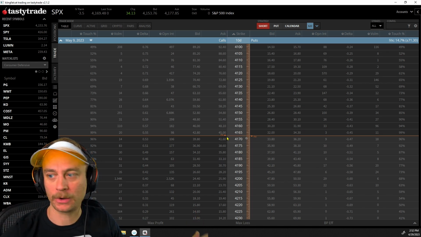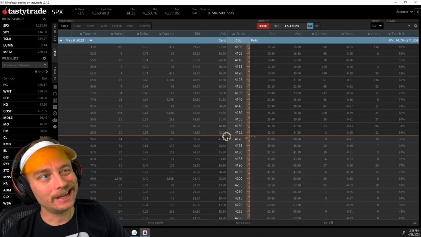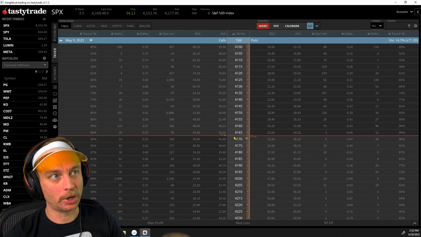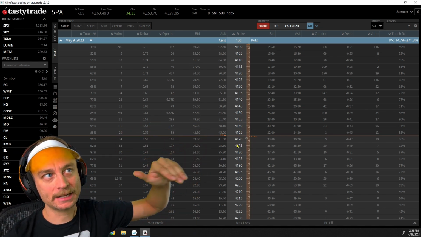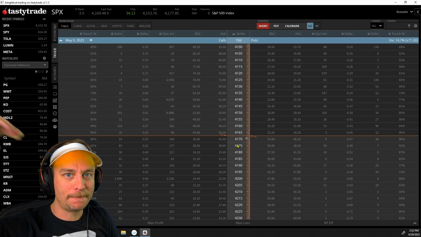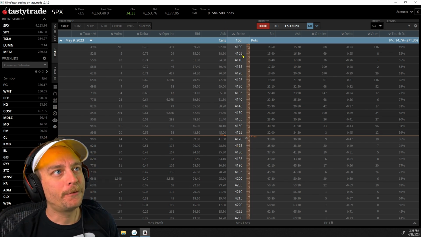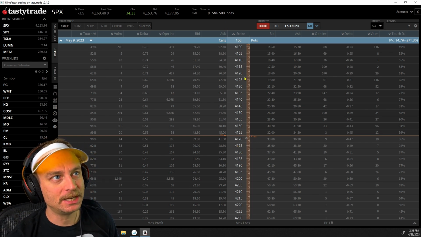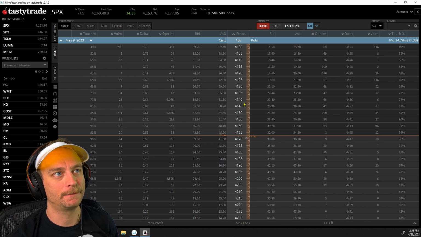Welcome to the land of backwards, by the way, guys. Currently, the orange line is where the market is trading. So SPX trades in multiples of 5s, right? You got 4,100, 05, 10, 15, 20, 25, 30, 35, 40.